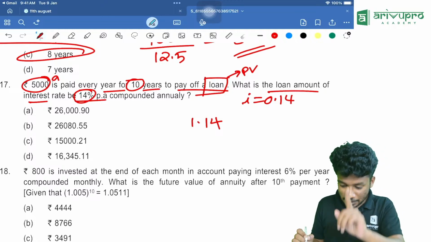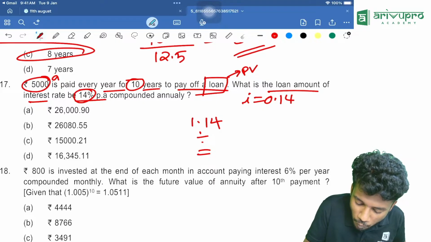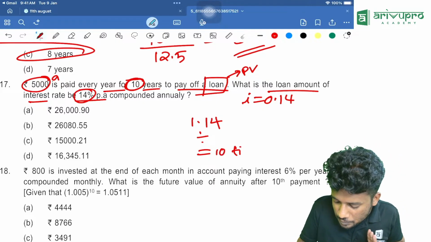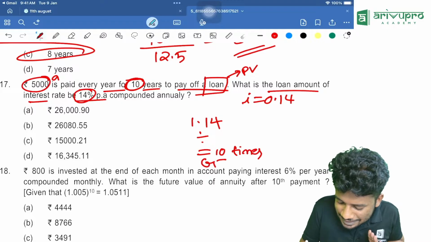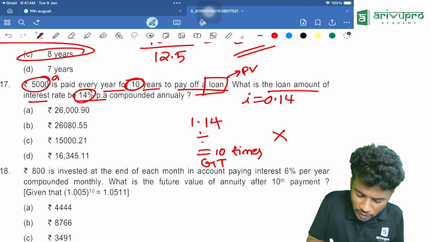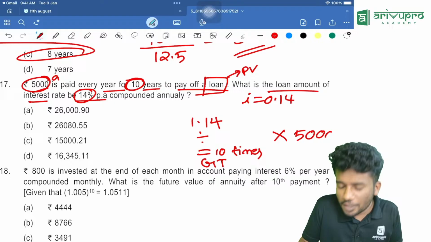If you are using the GT method, follow these steps. Divide, then equal to how many times? 10 times. Then click the GT button. Then multiply the entire thing with what? Our annuity value, that is 5,000. You will get the answer.